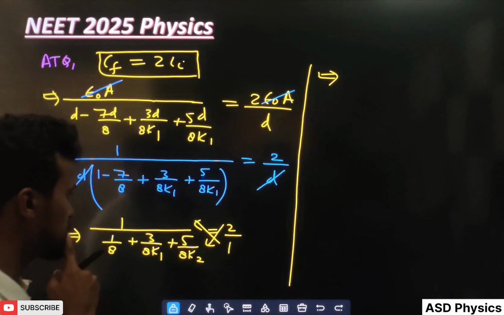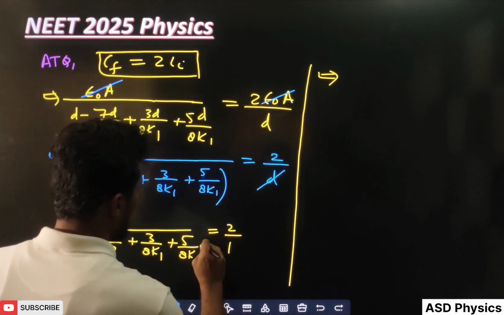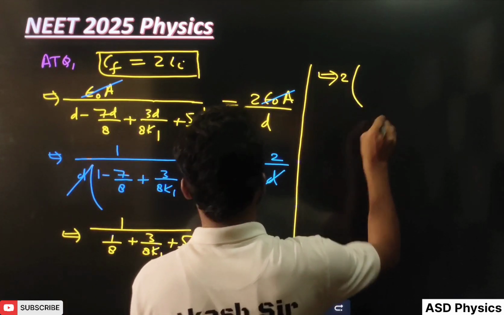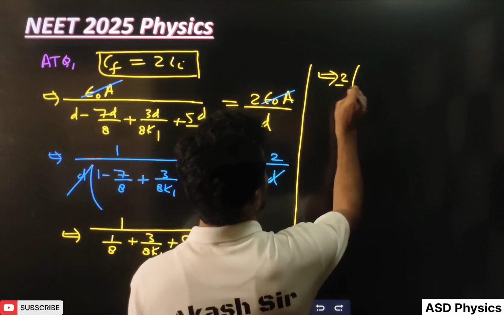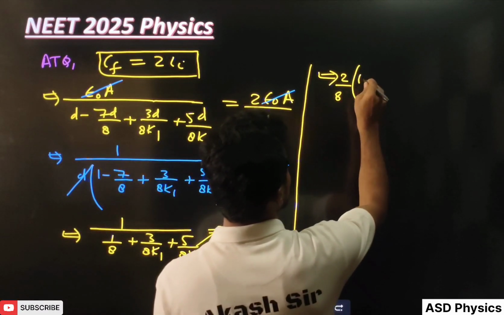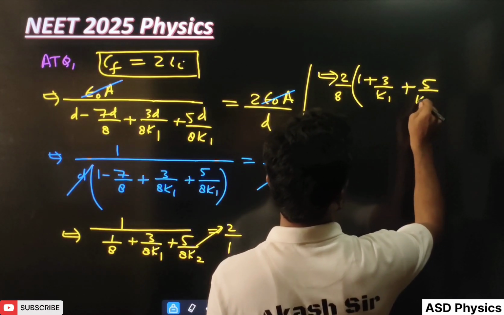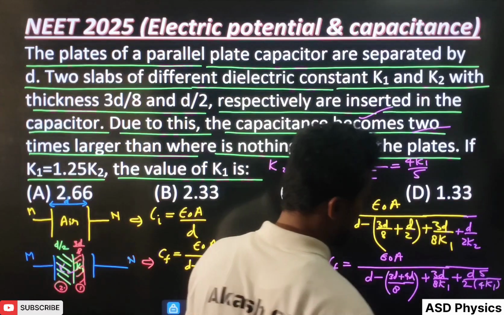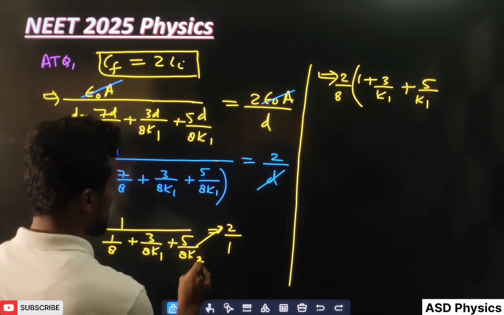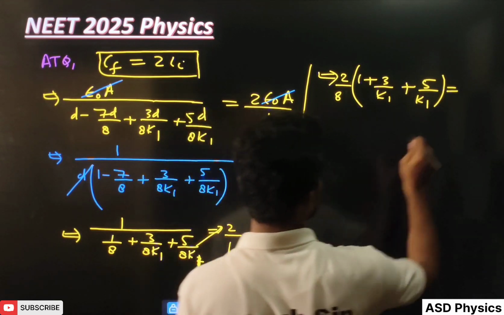So, this we can send this side. See, what will this become here? 2 times, and here it will become 2 by 8. Anyhow, 8 is outside. So 1 plus 3 by K1 plus 5 by K1. See here K1 is this, na? K1, 5 by K1. So 5 by K1 is equal to this 1 into 1, cross multiplication, 1.